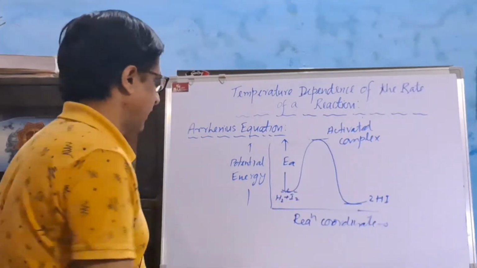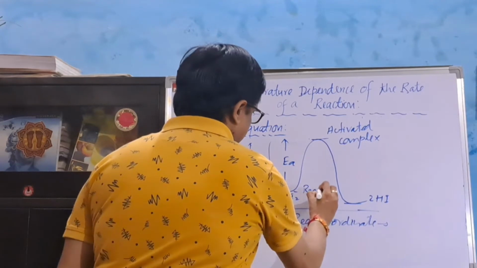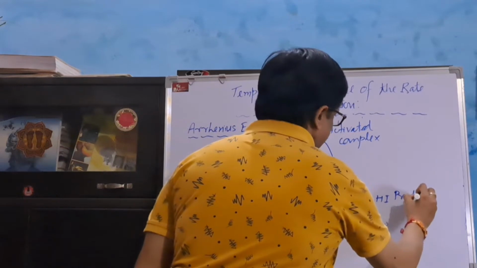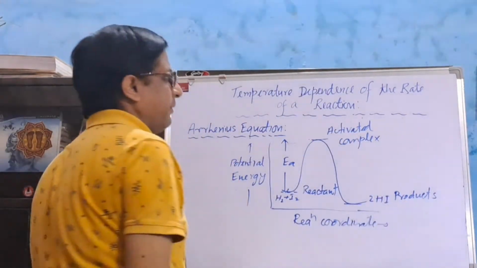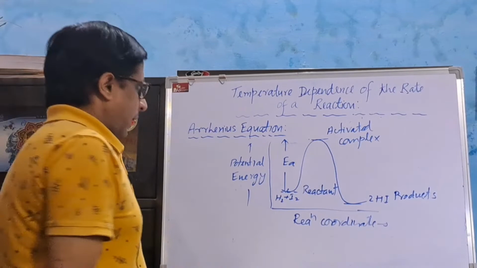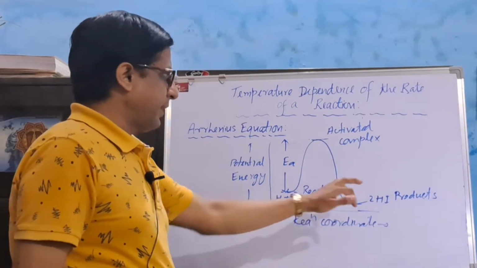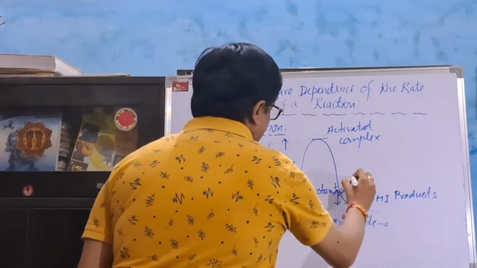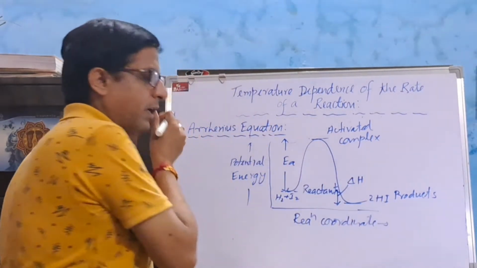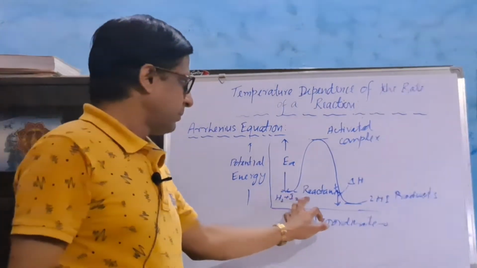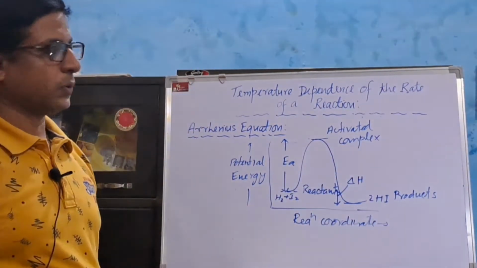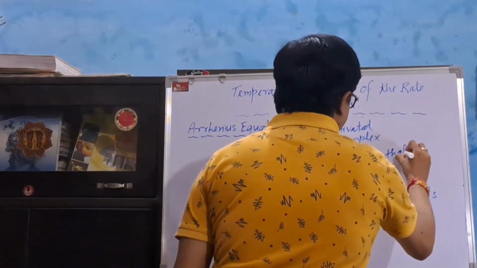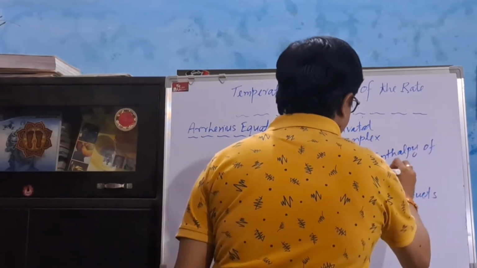HI is product. Here they are reactants, and these are products, and this is activated complex. And the difference between the energy of reactant and product is known as delta H, enthalpy of reaction.